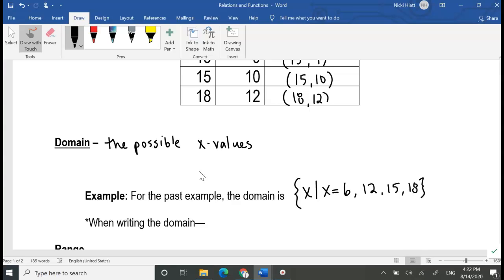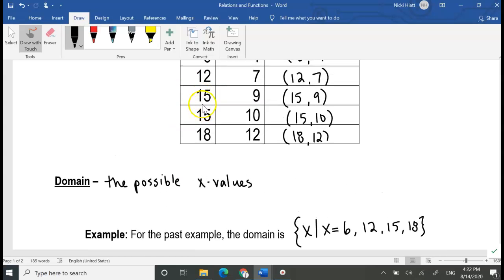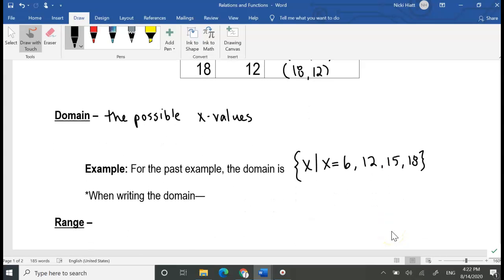Now you will notice here that when I wrote that domain, there were 2 students who were 15 years old, but I did not write that 15 twice. So when writing the domain, do not write repeated values twice. If a number shows up in the domain more than once, we still only write it one time.